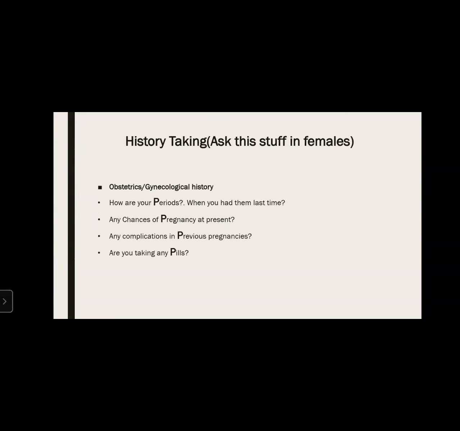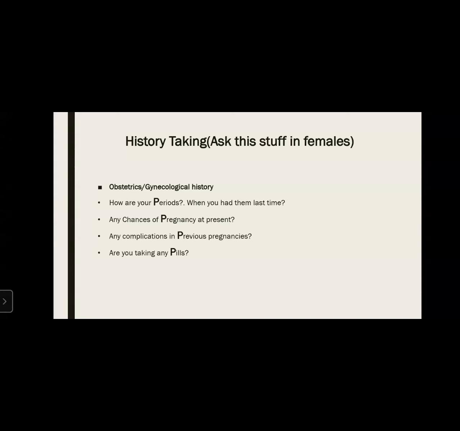Then, of course, the question of the ops history, and here you have four P's. Now, what is this, madam? How are your periods? When did you have them last time? Ask about the periods. How are they? Are they regular or irregular? Any chances of pregnancy at present? Second P, any complications in the previous pregnancies?